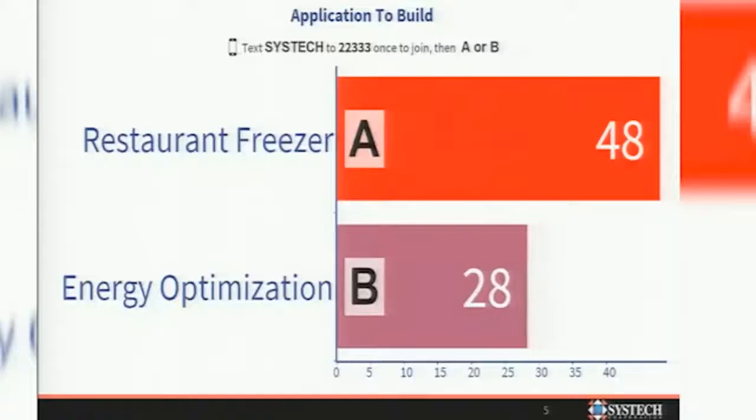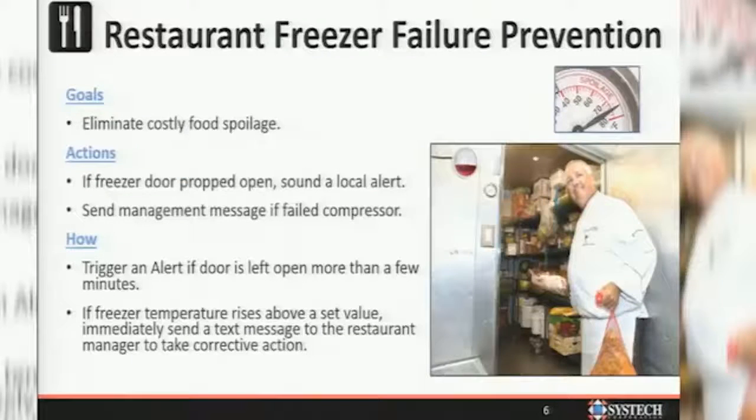So let me tell you exactly what we're going to do here. So the goal of this application is eliminating costly food spoilage. And Yassi's going to set this up. We're going to switch to her screen in a minute, but if I just want to go through a few things so you can see exactly what she's doing. The first step she's doing is getting the right components together, adding them to the gateway, and we'll show you that. Now, if the freezer door is open too long, we're going to sound a local alert. Like maybe they're stocking the freezer and they prop it open and somebody's forgot to close the door. So if it's open too long, we're going to sound an alert.